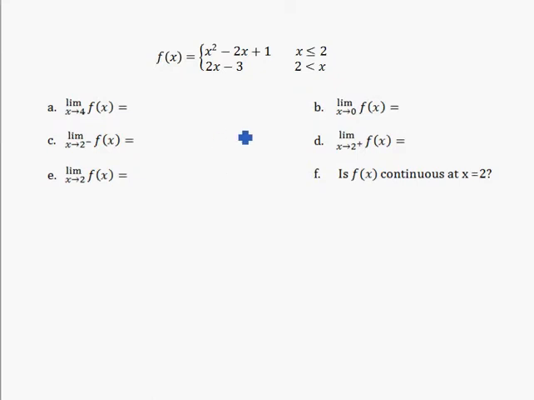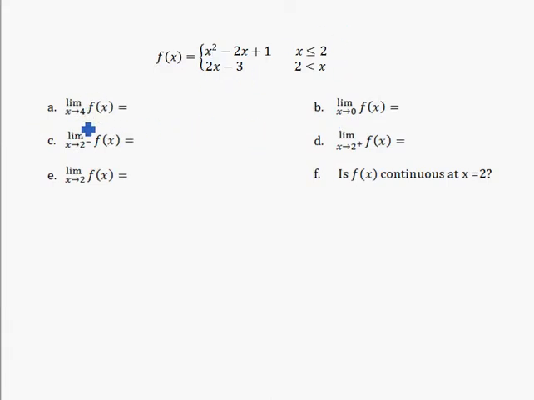Okay, we got a bunch of questions in this problem. And we're going to take a look first at what this thing looks like on a graph. Really, you can see all we're interested in for most of these is 2, because that's where this thing splits. That's where the joint is. So let's answer A and B first, before I get into all this graphing stuff.